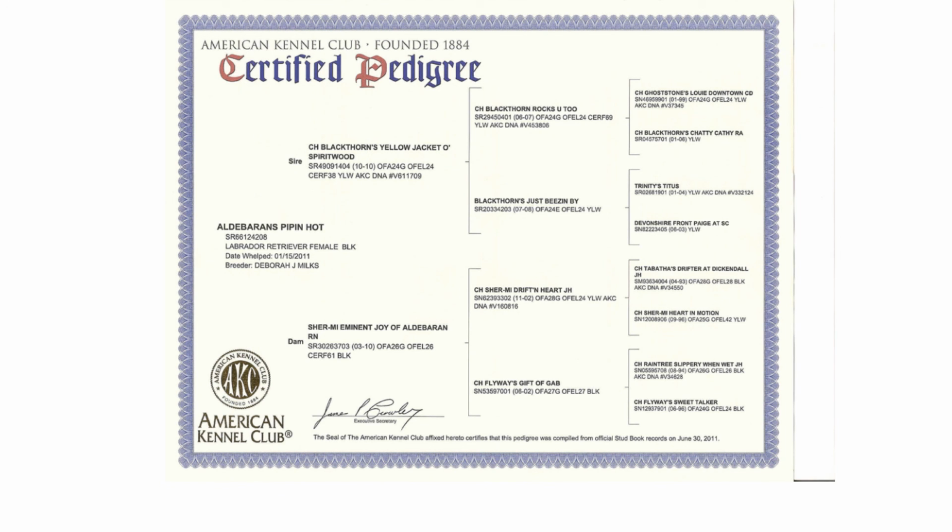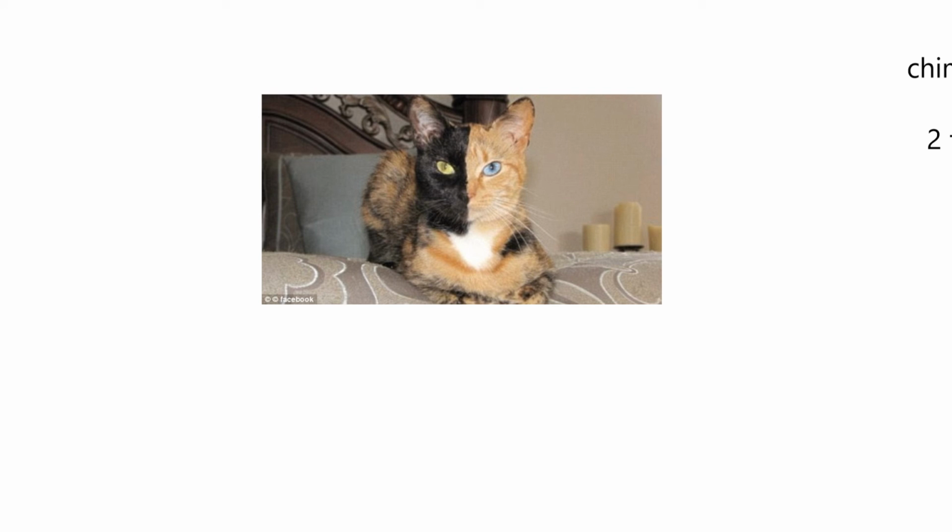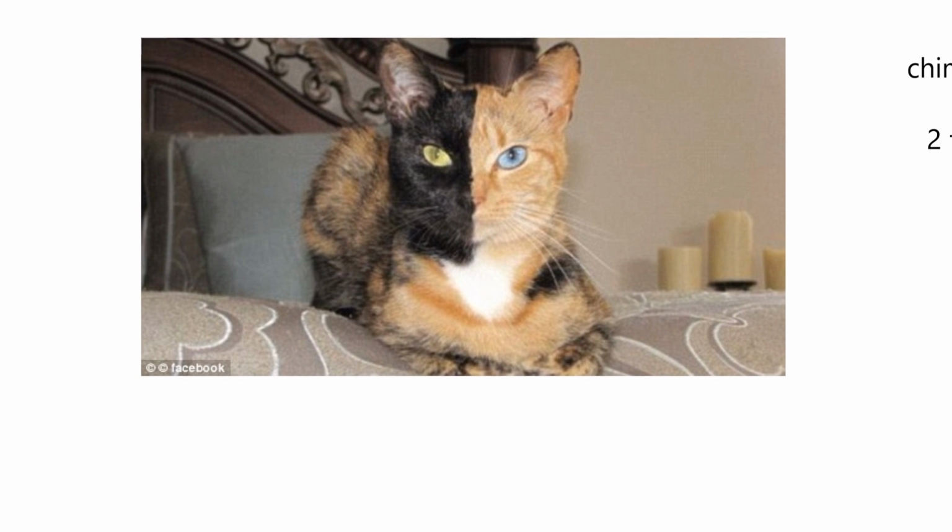The sire is always on the top of the pair. So sire, dam, sire, dam. So there's a pedigree for this dog, and it goes back to the parents, grandparents, great-grandparents, and great-great-grandparents.